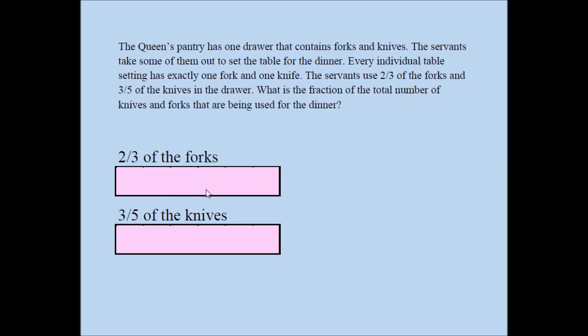Having said that, if this is two-thirds, I need to find one-third. One-third would be this much. One-third, two-thirds, and all the forks should be represented like this. This is the other missing one-third. These are all the forks, and this is two-thirds of the forks.